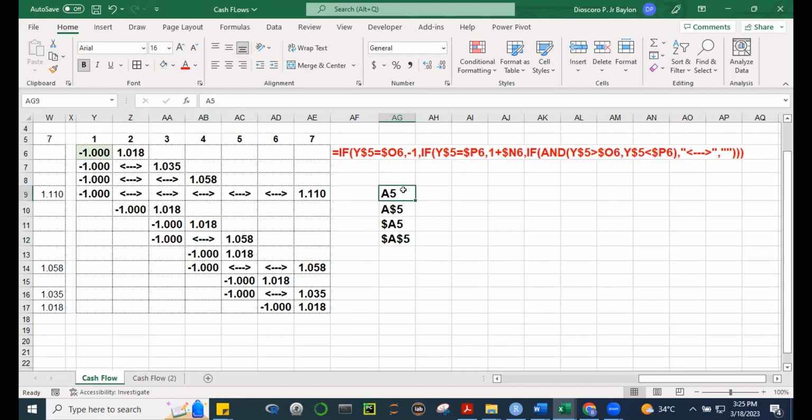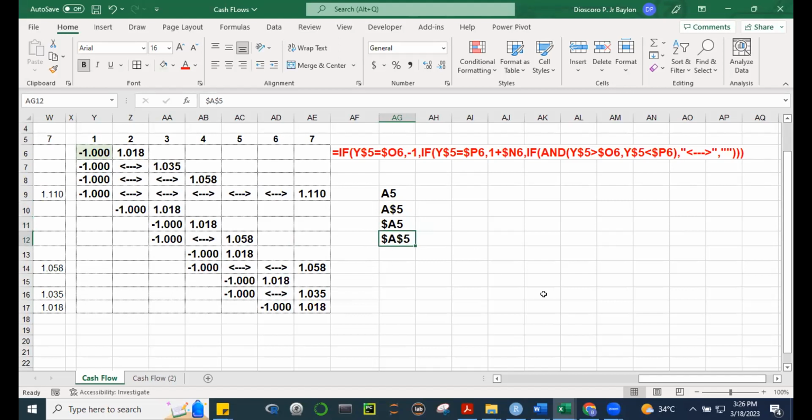For relative, you're not fixing either the column or the row. For this one, $5, you're only fixing the row. The position that is followed by the dollar is the one that will be fixed. Here it's $5, which means you're fixing row 5. Here it's $A5, which means that you're fixing column A.